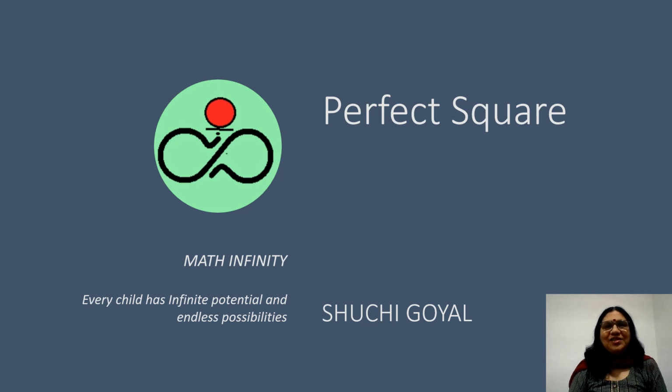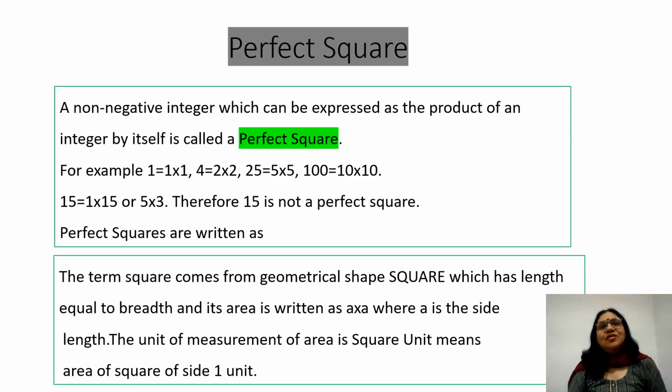Welcome to Math Infinity. Today we will learn about a special number that is called perfect square. So what do we mean by perfect square? A non-negative integer which can be expressed as the product of an integer by itself is called a perfect square. It means if we multiply a number by itself, then the number obtained is called a perfect square.